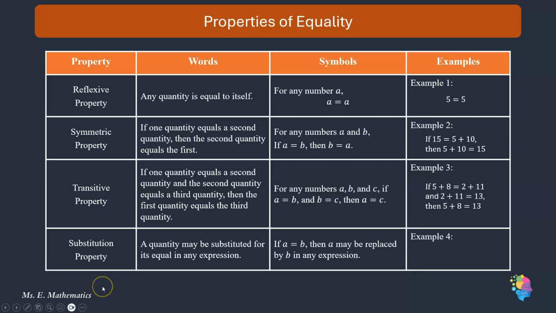And finally, for the properties of equality, we have the substitution property, which we have actually used before if you saw the previous video. A quantity may be substituted for its equal in any expression. So that means that if A is equal to B, then I can replace A in any equation or expression with B. Using numbers, which we've done in the past, it says that if n is equal to 11 and I have an expression 5n, then I can replace n with 11. Let's try some different properties.